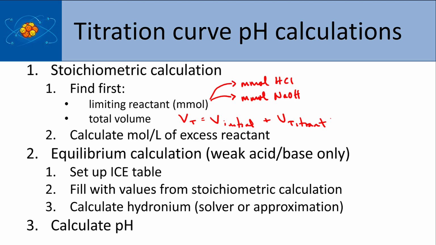Then we're going to do a limiting reactant problem between these two reactants. Whichever one you have the smallest of is the limiting reactant. Then we're going to calculate the excess reactant. For a weak acid, the next step is to set up an ice table. But for a strong acid or strong base combination, all you need to do is calculate the pH directly from the concentration of the acid or base that's left.